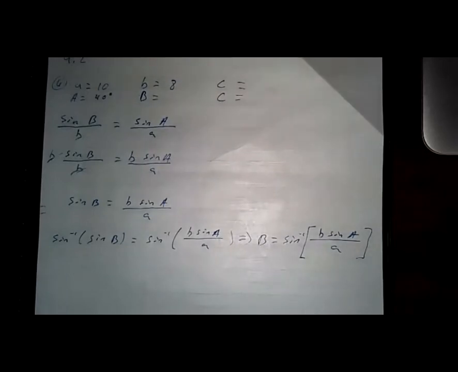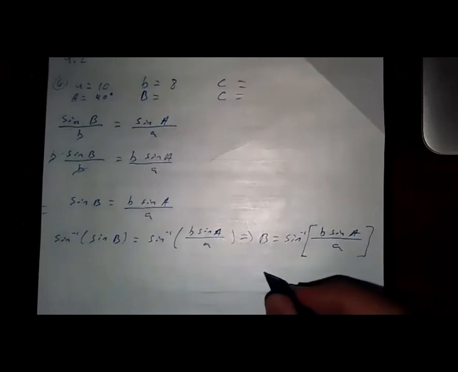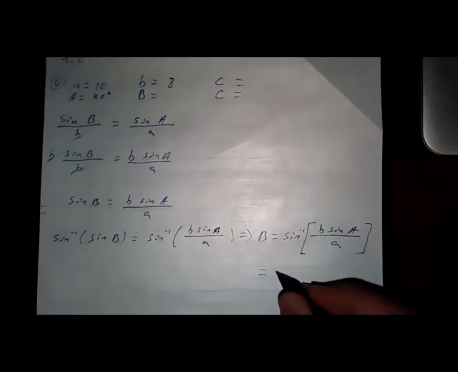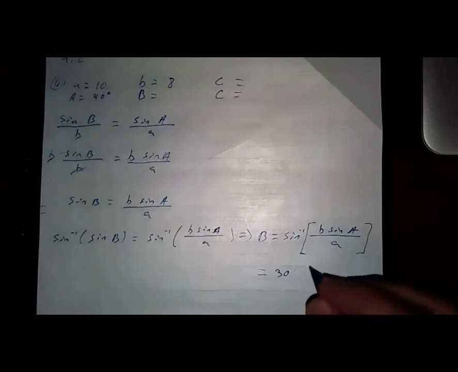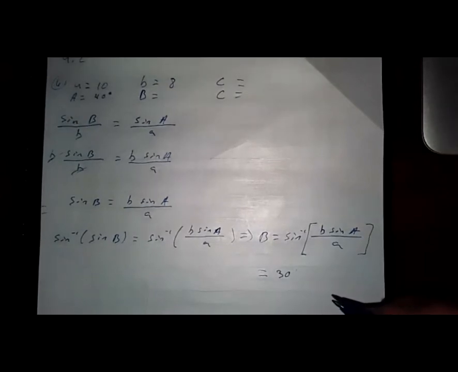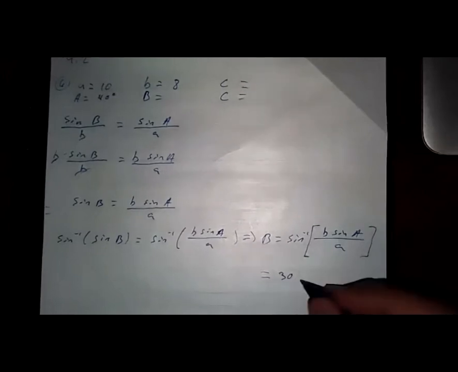All right, so let's use our calculator. Sine inverse of 8 times sine of 40 divided by a, 10. Okay, so it looks like it's going to be 30 degrees, 30.9. Let's see what they said to round to. Two decimal places. Okay, so I got 30.95 degrees.